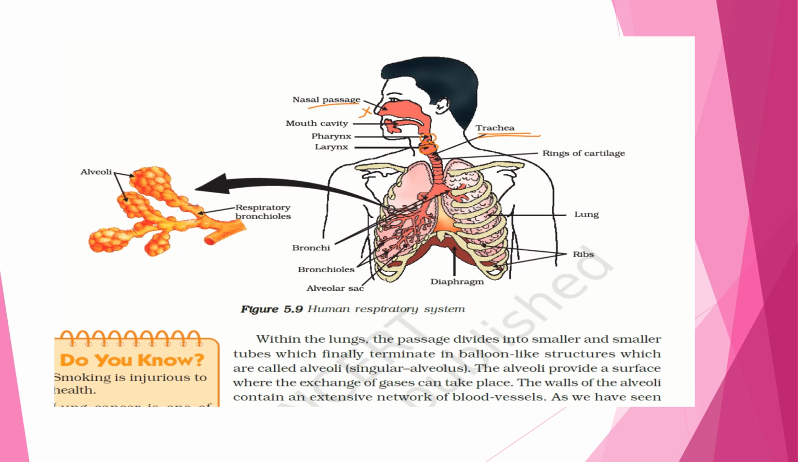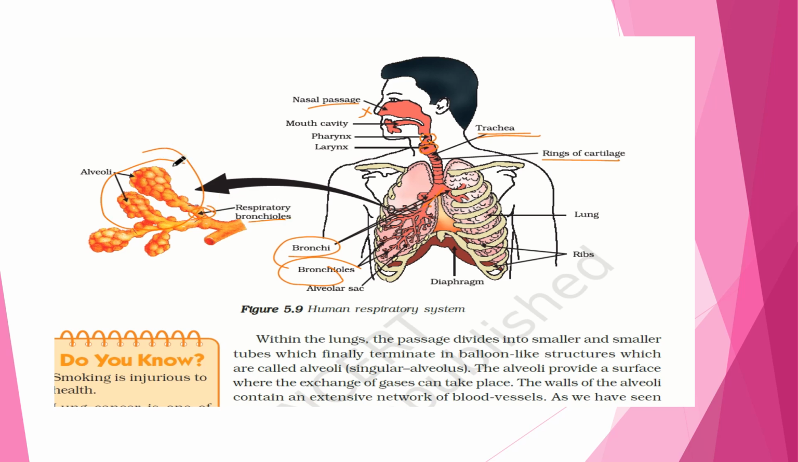And why are the ring-like structures there? So that it should not collapse. If it were normally plain, made up of plain muscles and all, it would have collapsed. So rings of cartilage are there. Then they move down and enter each lung and branch into bronchi. The bronchi are again branched into bronchioles, and from the bronchioles arise the alveoli or alveolar sacs.